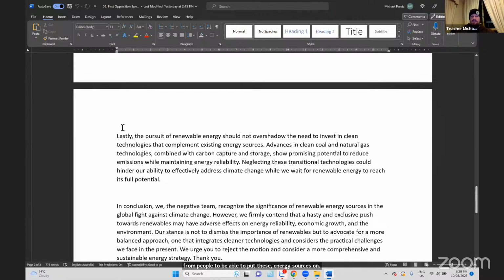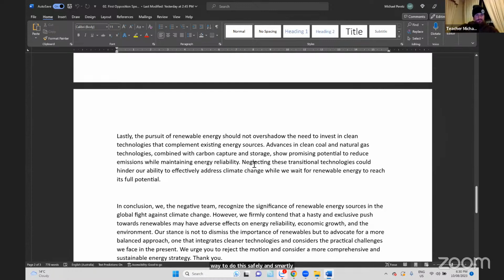And lastly, so again, a good signposting, making sure that we are very obvious that we're moving on. The pursuit of renewable energy should not overshadow the need to invest in clean technologies that complement existing energy sources. So the main argument being made here is that the proposition team is saying, okay, we need to just do this now, just drop the old system, go straight to this green system. And the opposition is saying, but we have solutions that can work a lot better because they can work with the current energy system. So we're not going to put people out of jobs. We're not going to risk power outages and blackouts and all of those things. There's a way to do this safely and smartly.